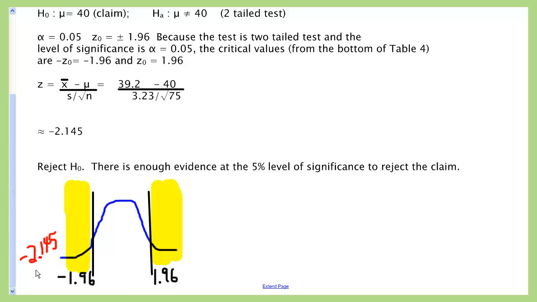Well, negative 2.145 is in your critical area, down on this side. Anytime your test statistic is in the rejection region, you reject that claim. So I reject the null hypothesis, which is 40, because my z is negative 2.145, and it's in the critical region down on this left tail of the graph. So I would say that there is enough evidence at the 5% level of significance to reject the claim.